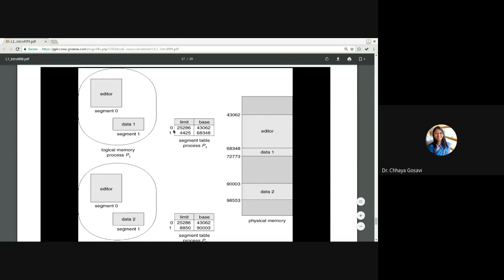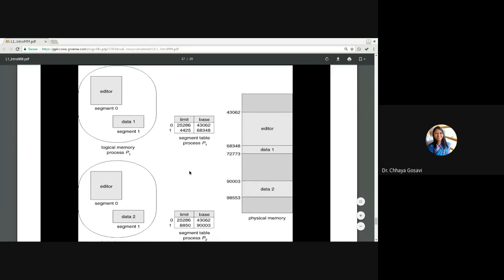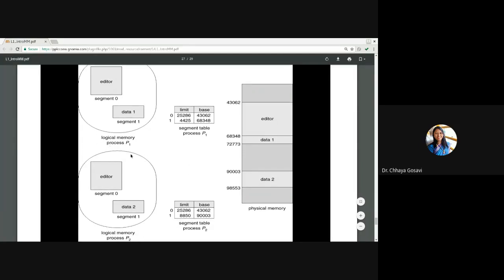So in case of segmentation, we have two processes. I have taken this example again from the Galvin book, process P1 and process P2. Process P1 has two segments, editor segment and data 1 segment. Process P2 also has two segments, editor segment and data 2 segment. And similar to the page table, we have a segment table for every process, for process P1 and process P2.